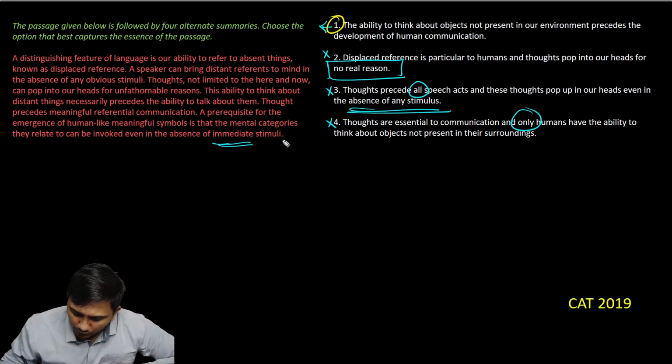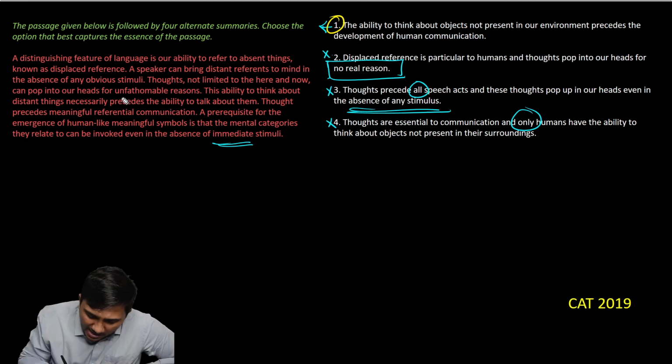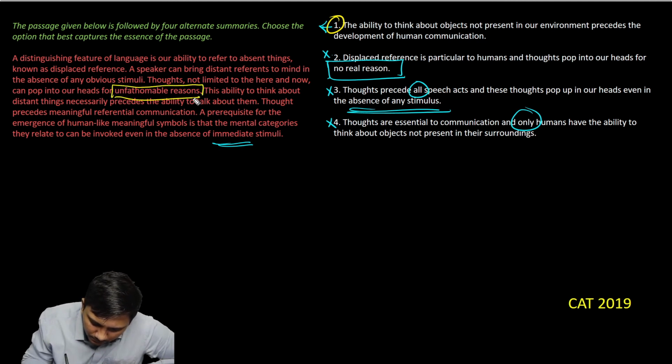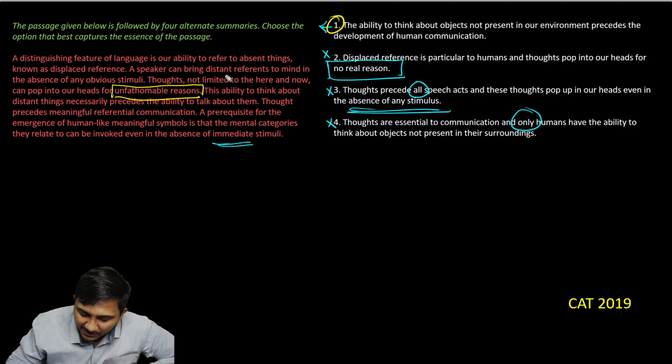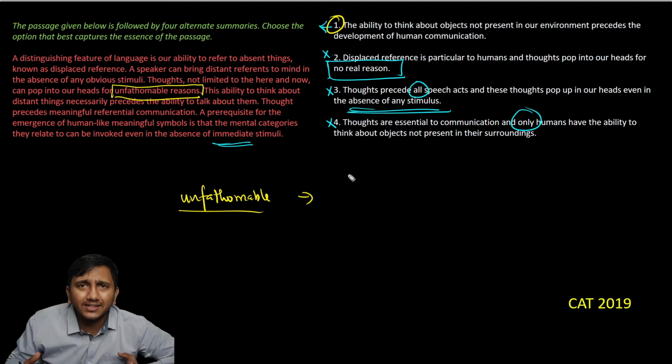Okay, so let's look at this. There is one doubt that has come up here. Unfathomable reasons is given, right? And no real reason. Can I take it as no real reason? The unfathomable means it could not be understood. Okay, we cannot understand. But that doesn't mean there is no reason. There could be a reason.